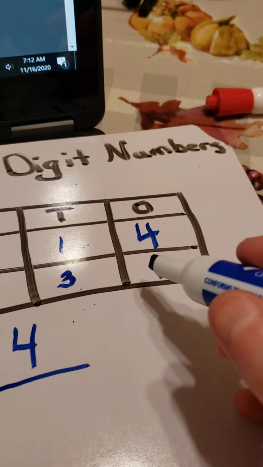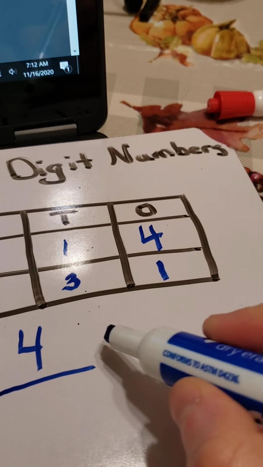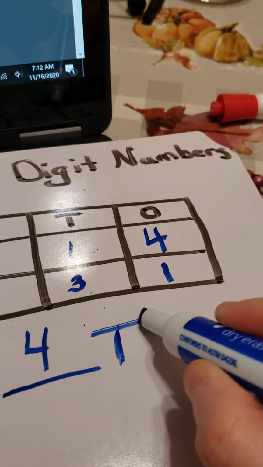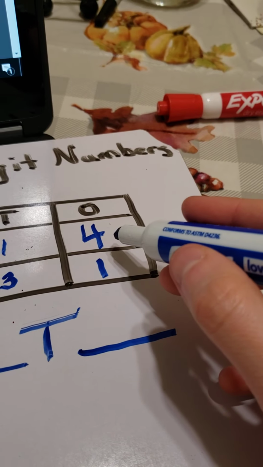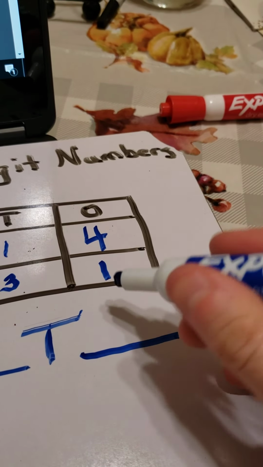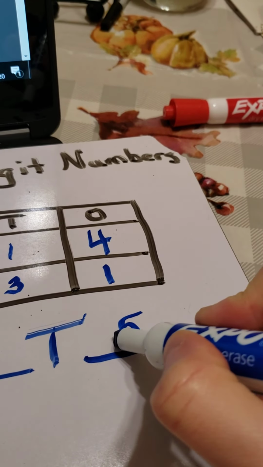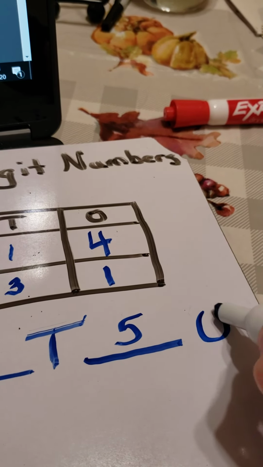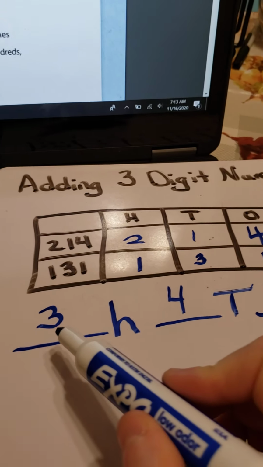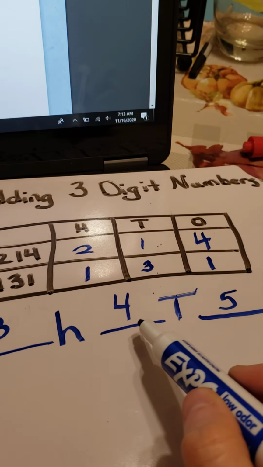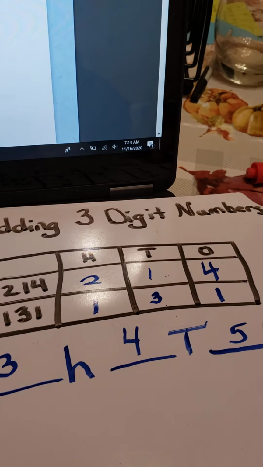Awesome. Last is my ones place. Oops, I forgot to write my T for tens. Can't forget that. All right, so last is my ones place. I have 4 ones plus 1 one is 5 ones. My brain and my mouth didn't communicate very well, okay? So I have all together from my chart 3 hundreds, 4 tens, and 5 ones, all right?